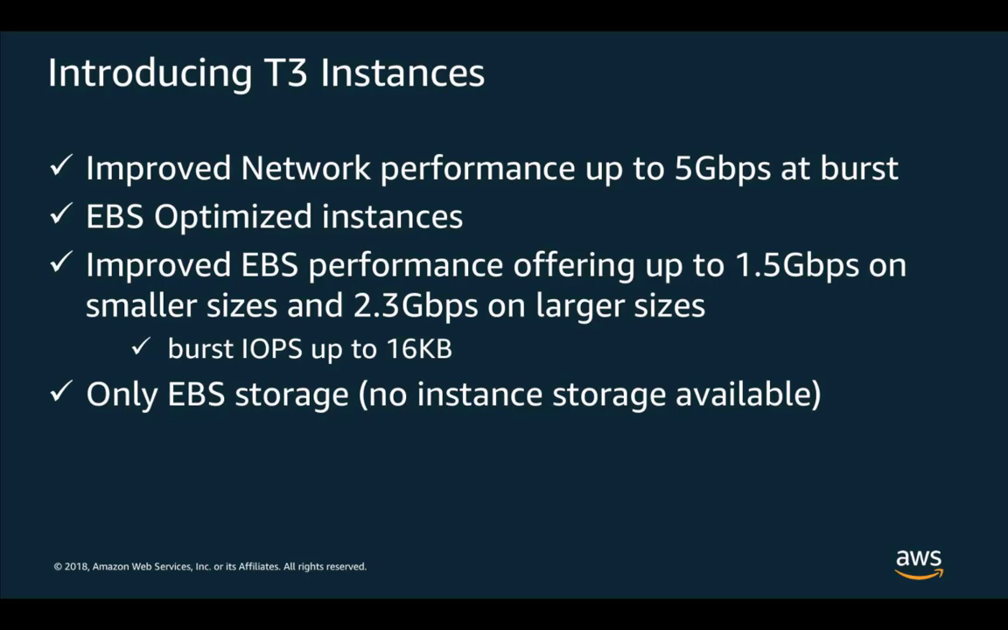T3 instances also offer higher EBS bandwidth across all instance sizes compared to T2. T3 EBS burst bandwidth is more than 3 times that of some of the smaller T2 sizes. Starting from the T2 Nano through the T2 Medium, you only got half a gigabit per second, but on the T3 you get up to 1.5 gigabits per second. On the larger sizes, T2 offered only 1 gigabit per second, but on the T3 larger sizes you get up to 2.3 gigabits per second.